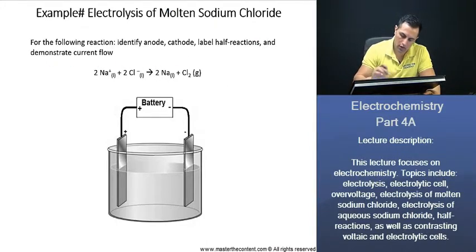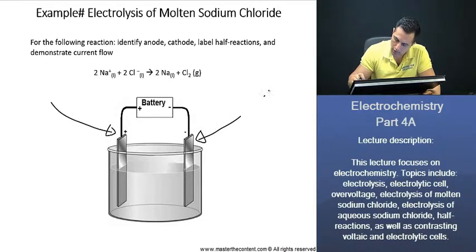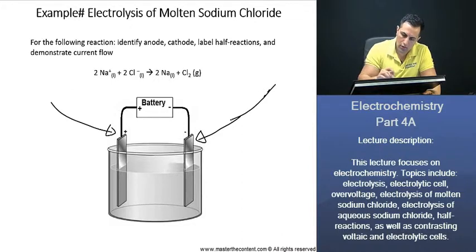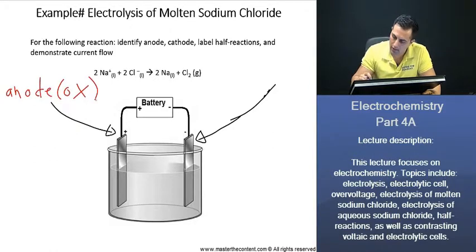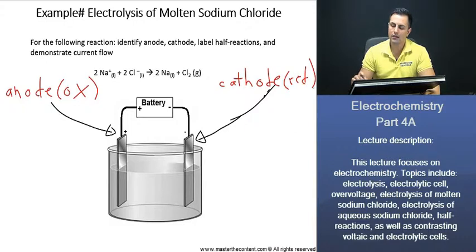Let's go ahead and label our anode and our cathode first. The anode is going to be the electrode with the positive sign, and that's where oxidation always happens, at the anode. And then the cathode is going to be where reduction always takes place. That's going to be at the negative electrode.